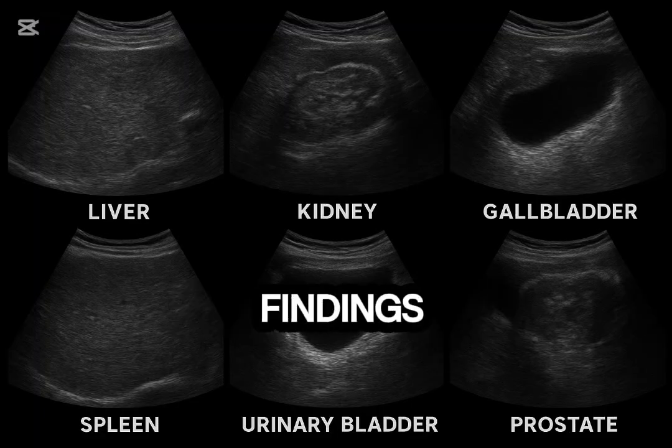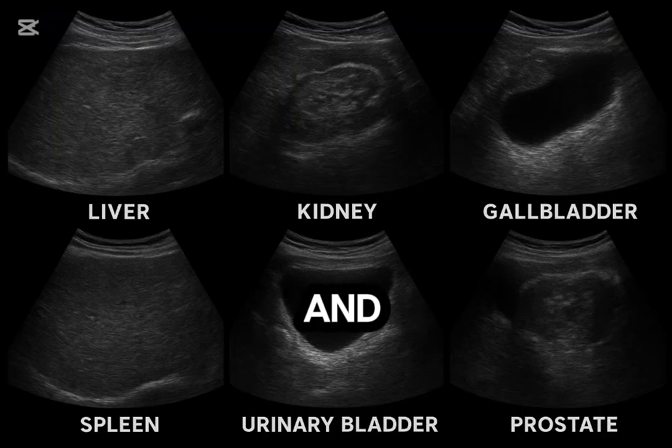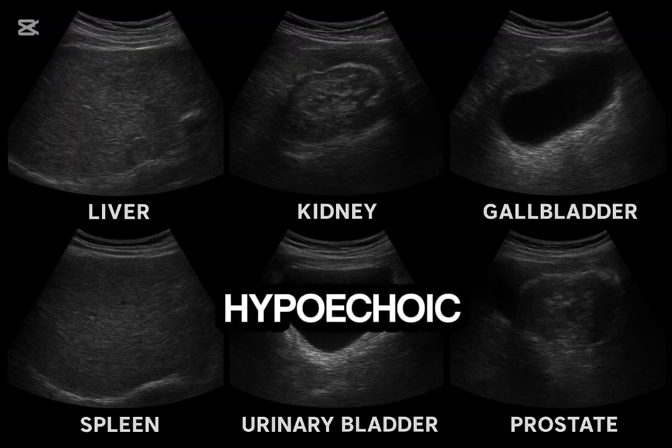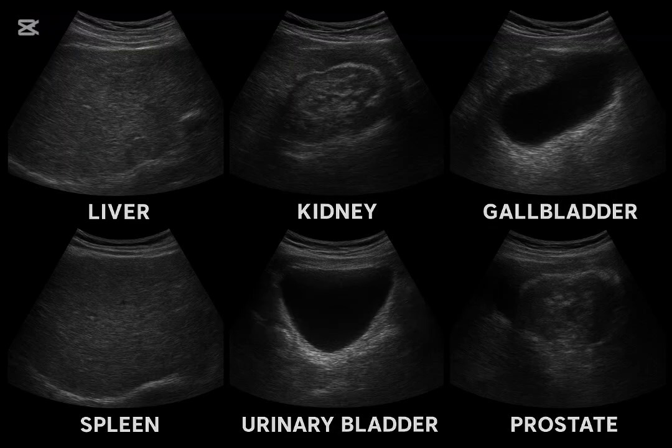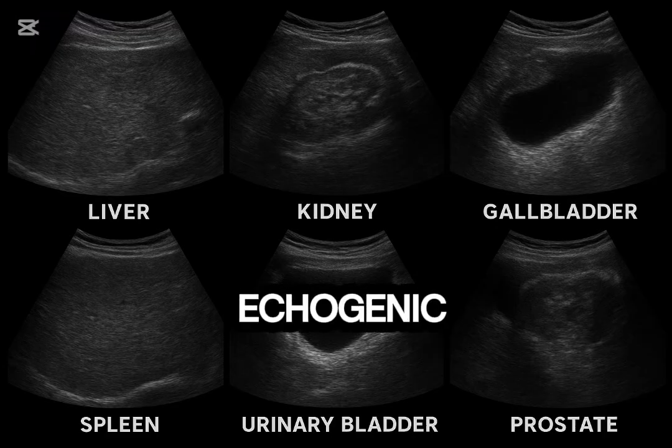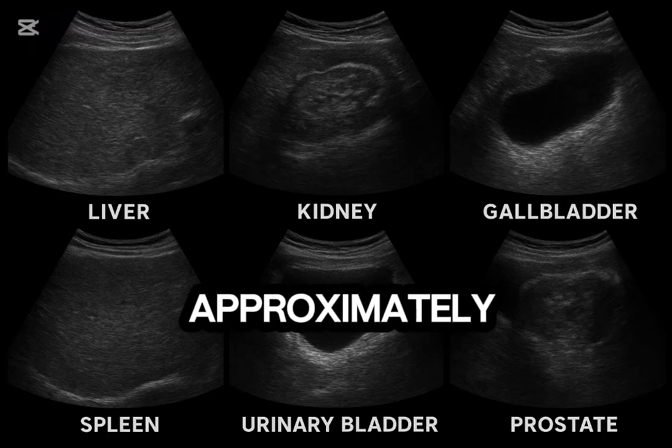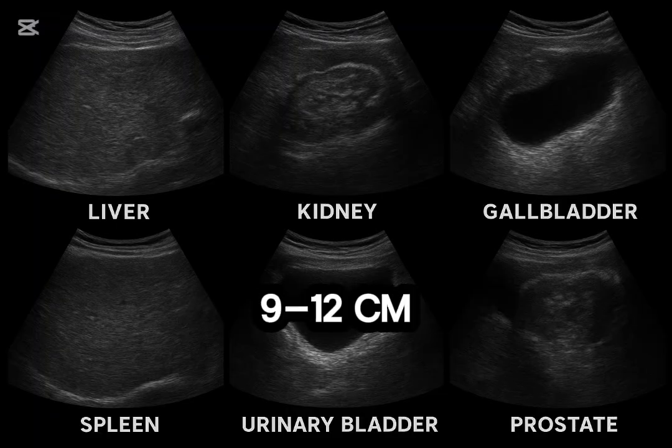Kidneys ultrasound findings. Both kidneys are visualized in the lumbar region, with the right kidney adjacent to the liver and the left kidney adjacent to the spleen. The renal cortex is hypoechoic compared to the liver and spleen, and the central sinus appears echogenic due to fat and vessels. Normal adult kidney length is approximately 9 to 12 centimeters.